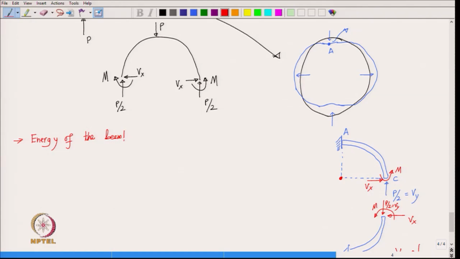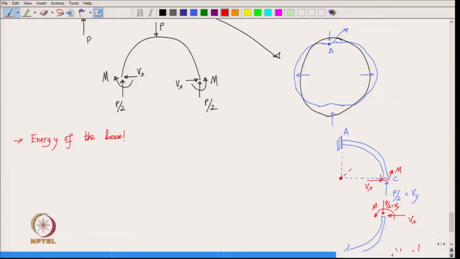So, to do that we of course have to find out how bending moment is varying in the cross section, and how shear force and axial force are varying in the cross section, right. So, let us think of a cross section which makes an angle theta from the horizontal line. So, here is that cross section, and let us take this part of the segment.